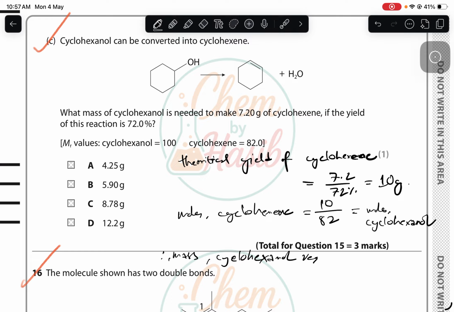Cyclohexanol required will be equal to 10 divided by 82, which is the number of moles, multiplied by 100, which is the molar mass of cyclohexanol, and your answer comes out to be 12.2. 12.2 is the answer. So therefore, answer to question number C is D.